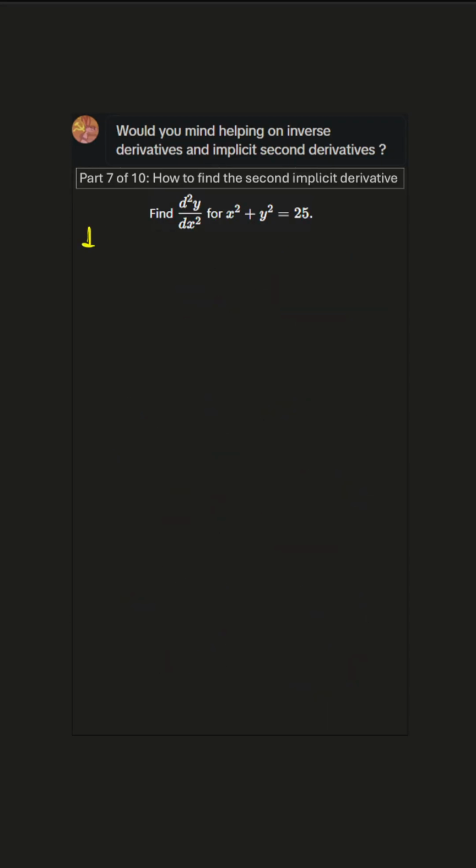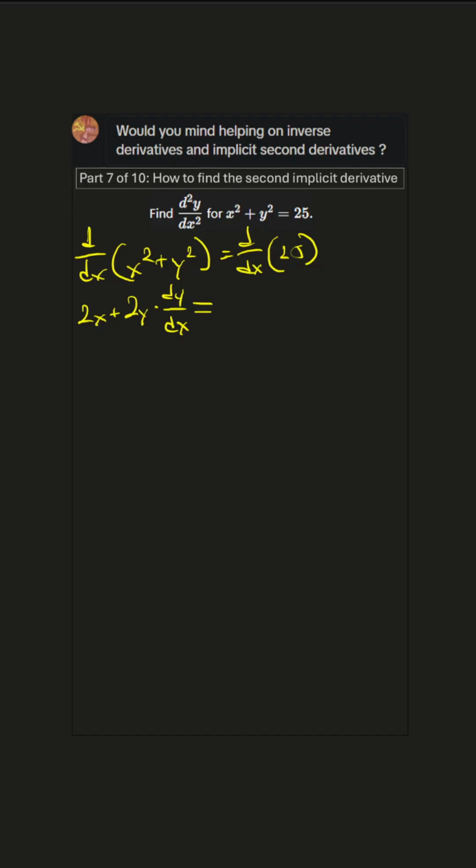How do you find the second implicit derivative? Let's do it. First, we have to find the first implicit derivative. So we take d dx of both sides of the equation, and that gives us 2x plus 2y times dy dx. We have to multiply by dy dx because we're using the chain rule, because we're taking the derivative with respect to x. The derivative of a constant is 0. Let's isolate dy dx, so we get 2y dy dx equals negative 2x, and then we can divide by 2y, and we'll get dy dx equals negative x over y.